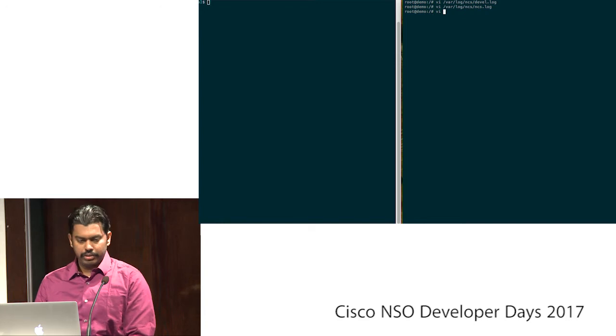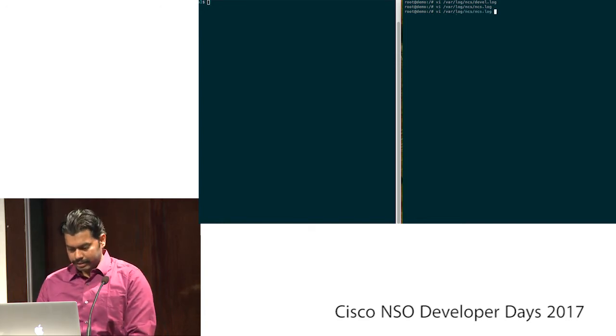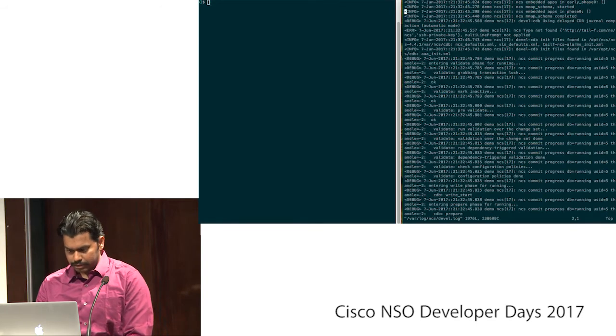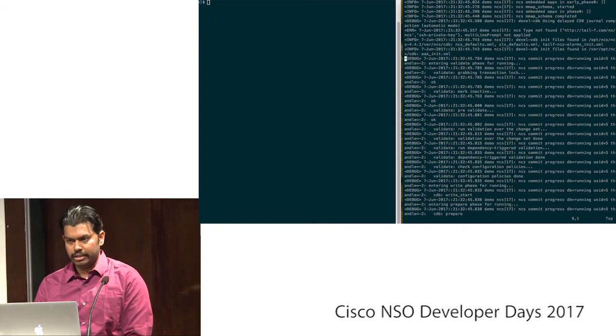So let's look at the developer log and see what is logged in it. This is a system install. I'm running it in a Docker container on my machine. This is when NCS was starting up for the first time. It says something about embedded apps in phases. So NCS starts in phases even if you don't explicitly ask it to start in phases.